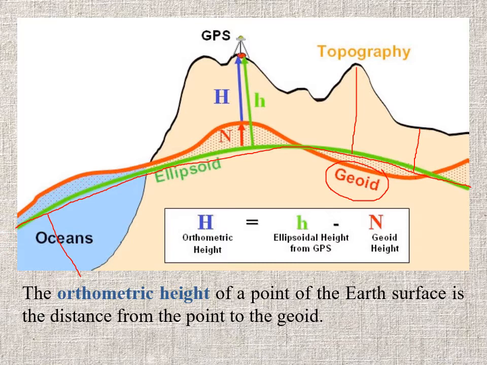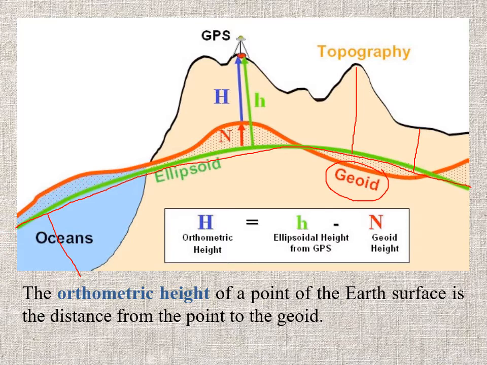The orthometric height, that is defined by capital H, of a point of the Earth's surface is the distance from the point to the geoid. So here it is the original surface point. The orthometric height is the distance from this point to the geoid surface.